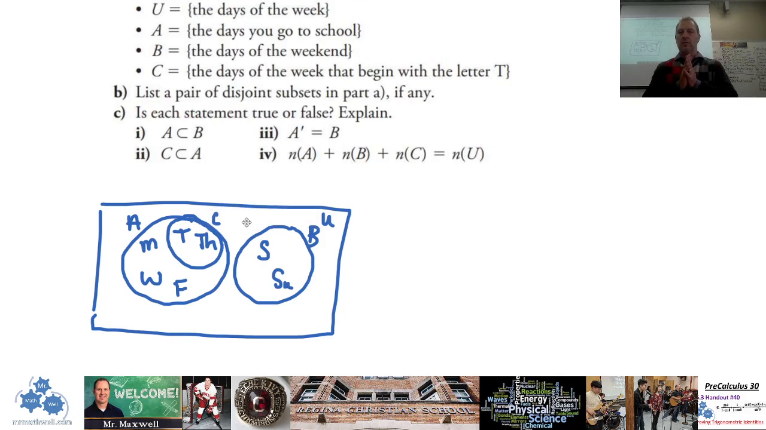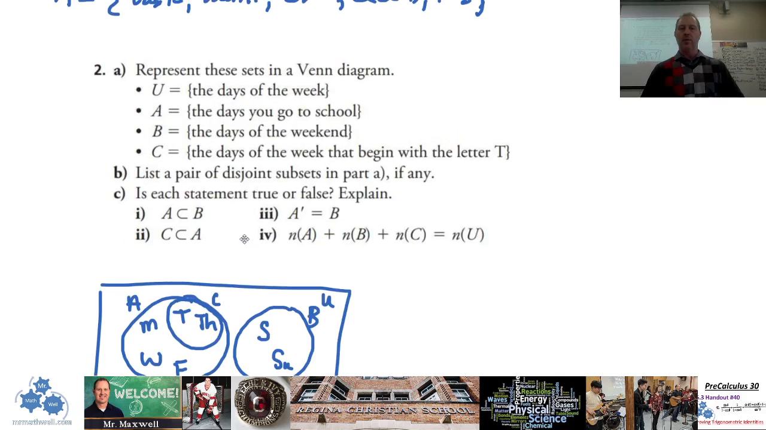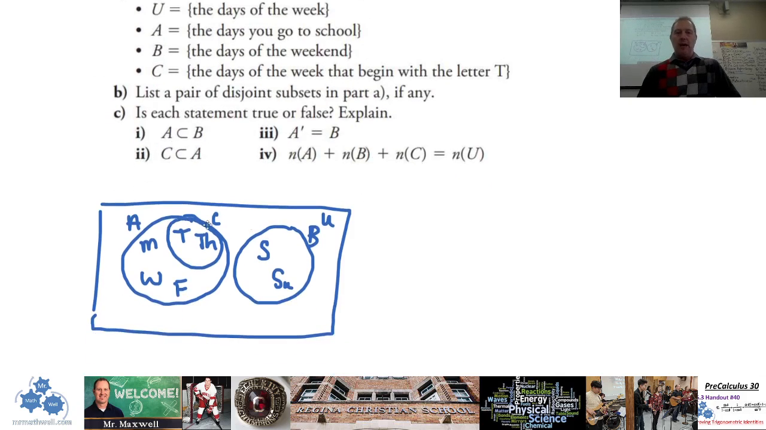Are we good with that? And I don't think there's anything else we have yet to do on that. That's good. So that's the Venn diagram. Awesome. We recognize subsets and disjoint sets. Perfect. B says list a pair of disjoint subsets. Oh, no problem. A and B. Boom. A and B. A, comma, B, right?